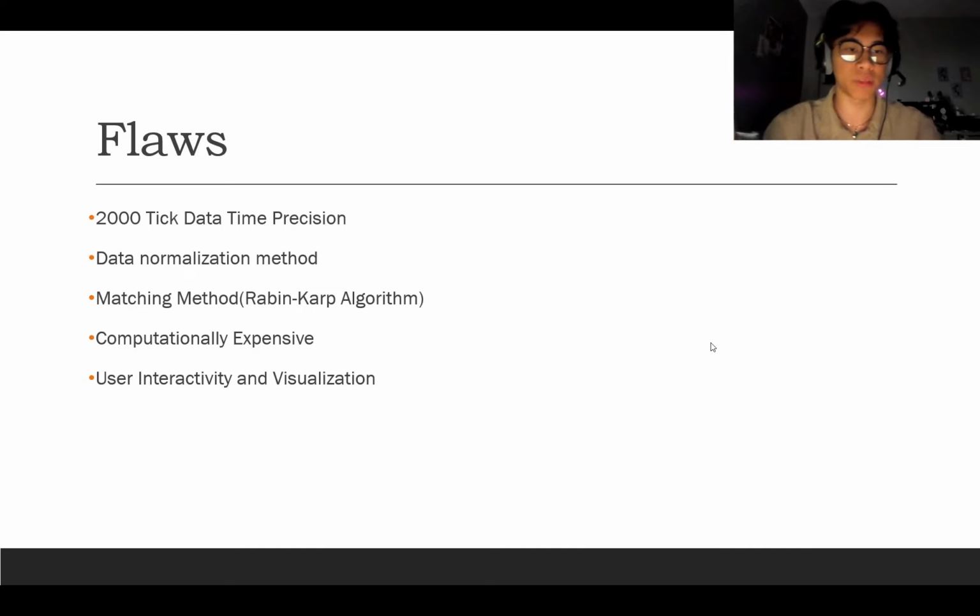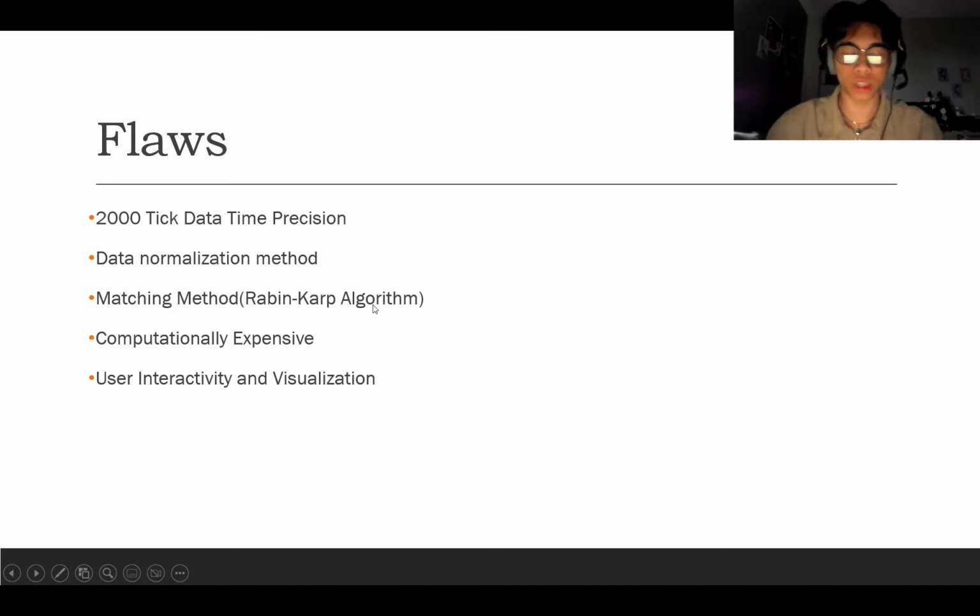Second is the data normalization method. I'm using log scaling and min-max scaling right now, but in the future, there's standard deviation that I can implement, which I don't know how it'll impact, but it'll definitely make the code much more efficient. And then number 3 is matching methods.